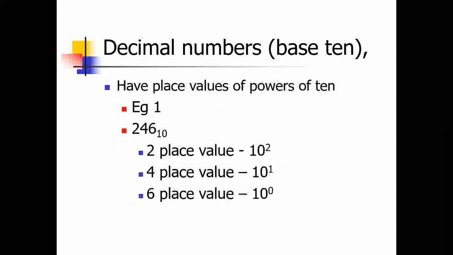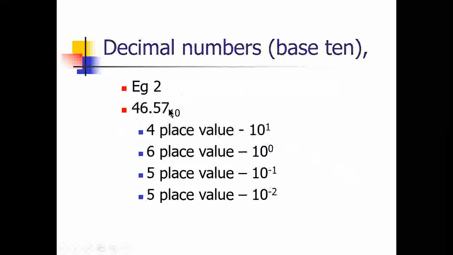Decimal numbers have place values of powers of 10, e.g. 246. Then that 10 you're seeing below is a base, which means 246 is base 10. What are the place values? For 2, the place value is 10 to the power 2, as you can see here. Then 4, the place value is 10 to the power 1. Then 6, the place value is 10 to the power 0.